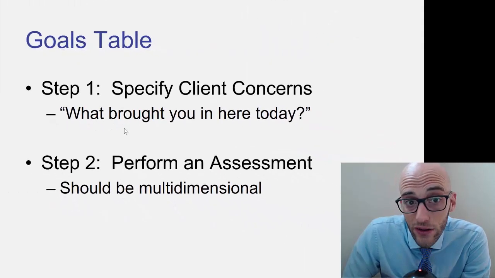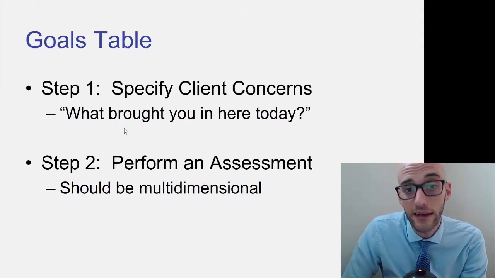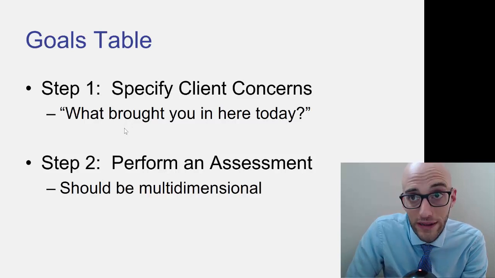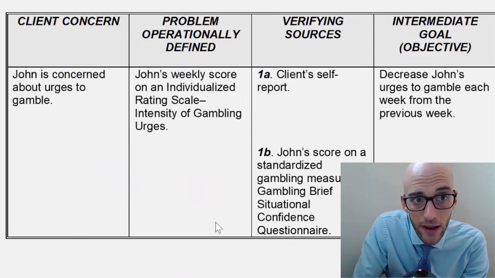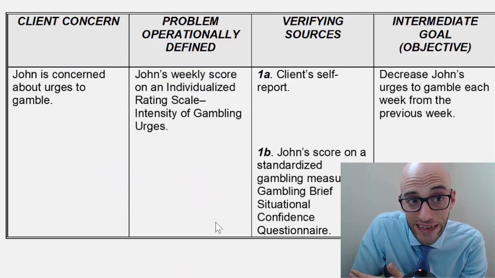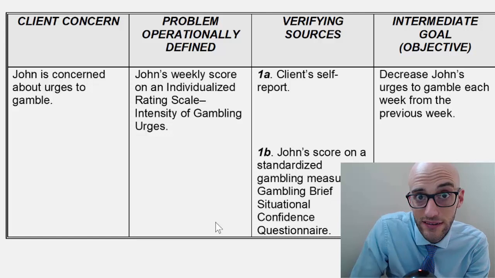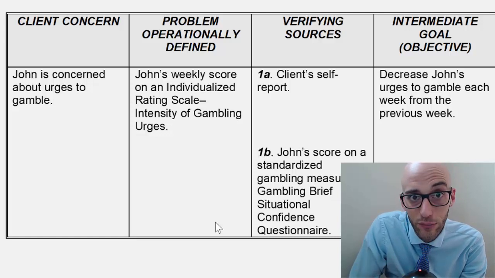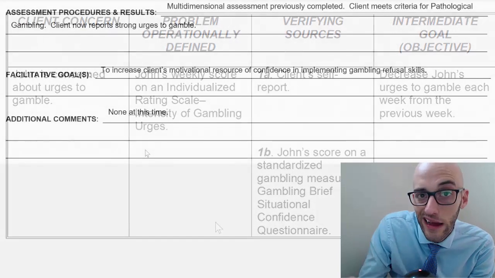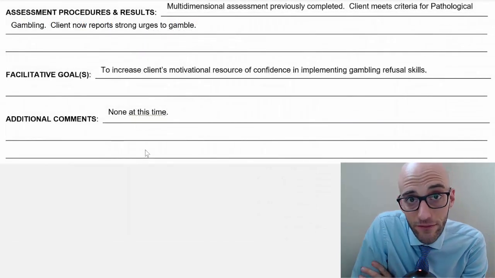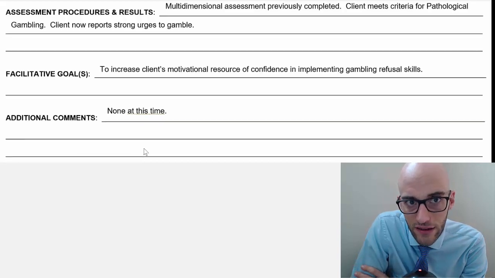So the first step in creating the goals table is to specify what the client concern is and what brought them in today. One step towards that is completing a multidimensional assessment. From our vignette, the client concern is basically that John is concerned about urges to gamble, as I suppose his employer is as well. So that's a pretty simple conceptual definition. Another thing we can do is look to the DSM for a multidimensional assessment, or you could look for a standardized measure that screens for pathological gambling.